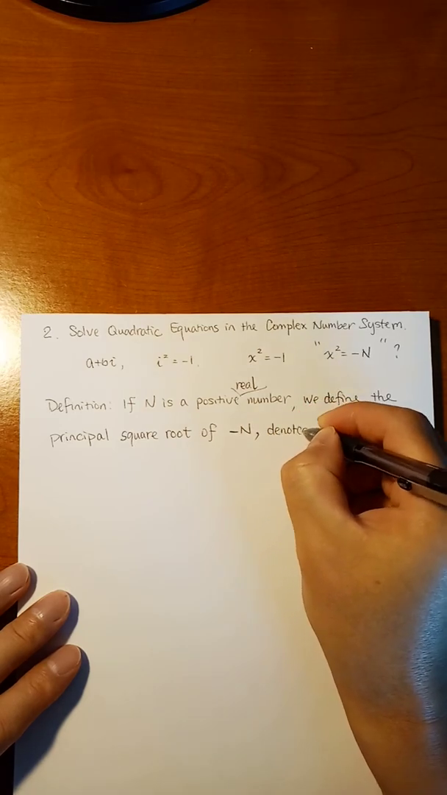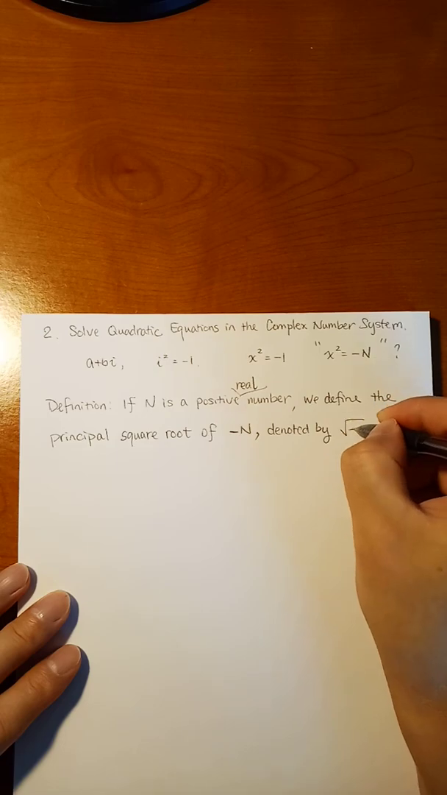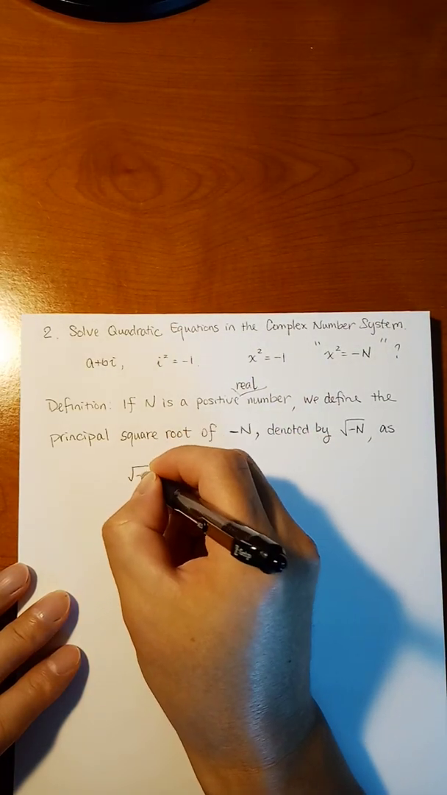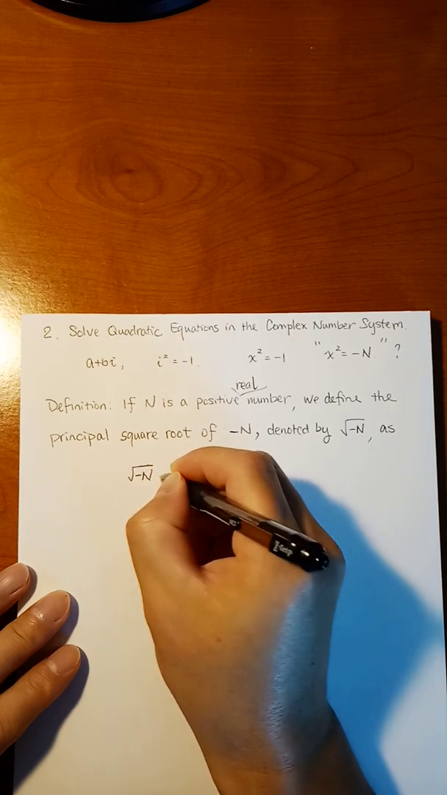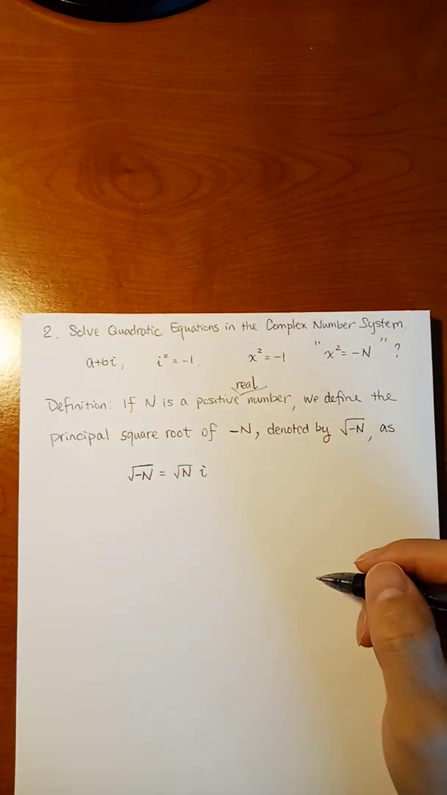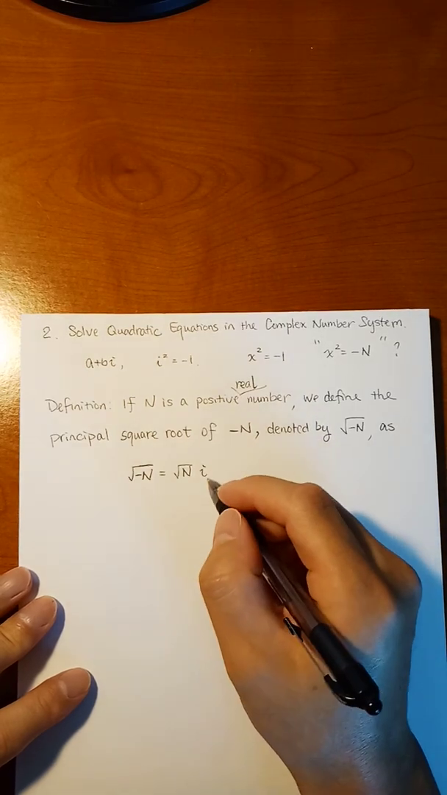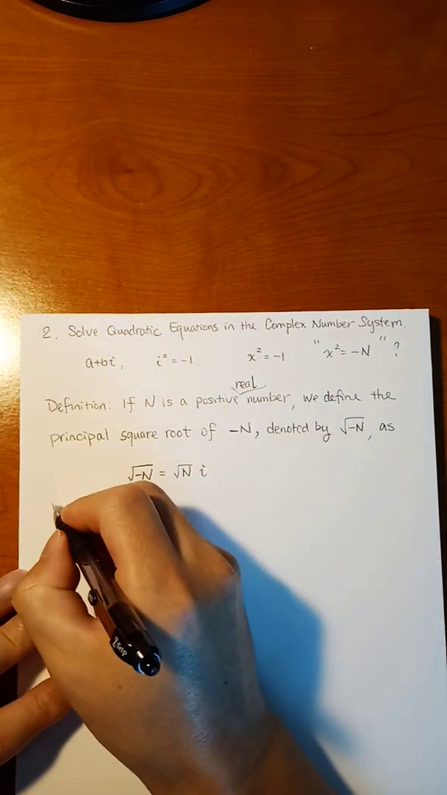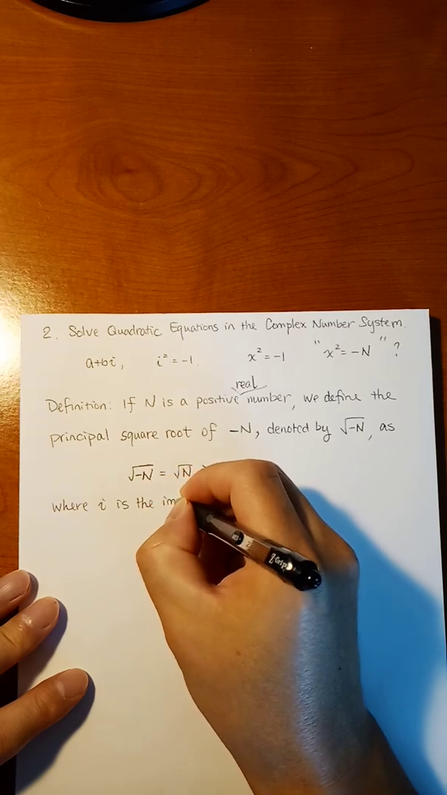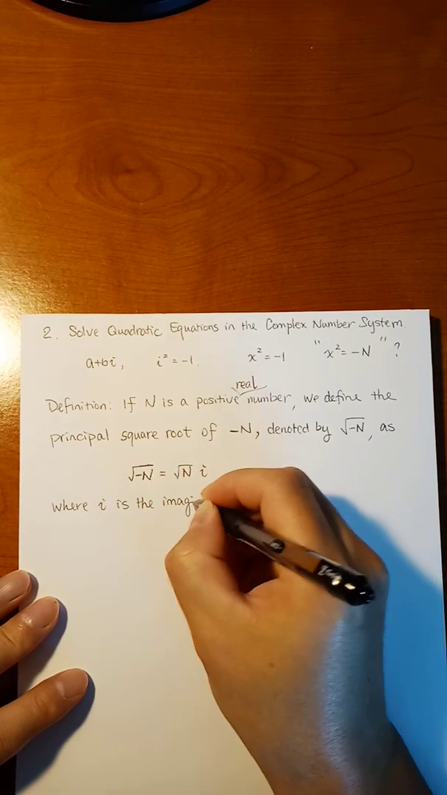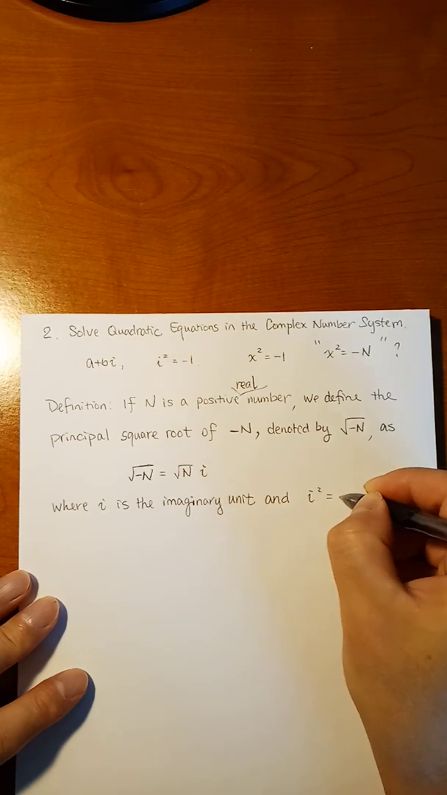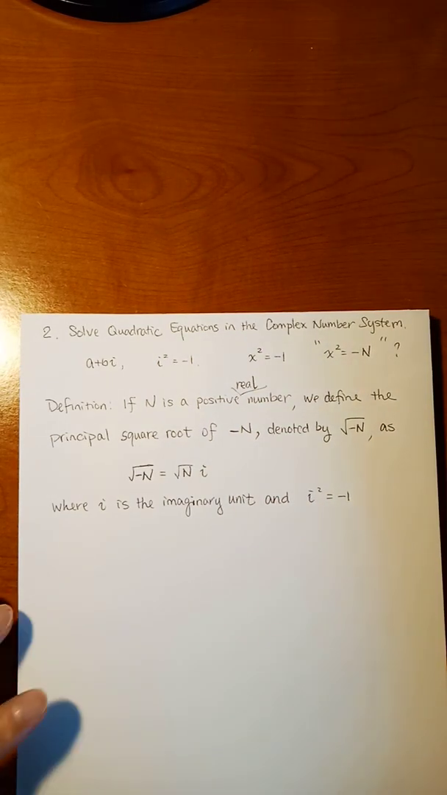denoted by square root of -n. We define square root of -n to be square root of n. You see, this is a square root of a positive number, and then times i. Okay, so this is our definition, where i is the imaginary unit and i squared is -1. Okay, so that's our first definition.